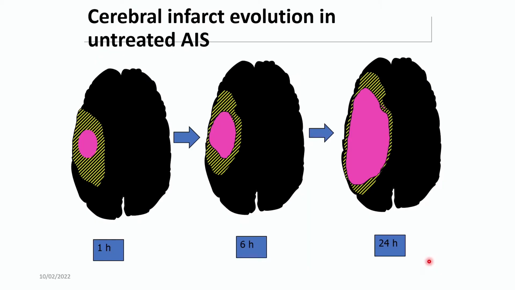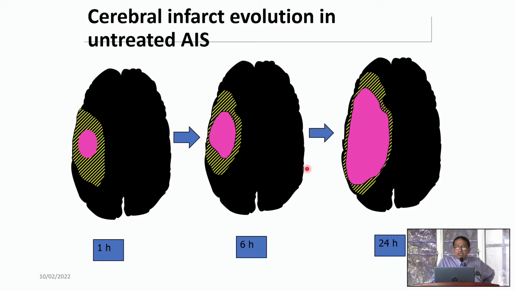So this is what happens if you don't treat. The initial CT will be normal. You may not see the infarcted core, and with time the CT starts changing.